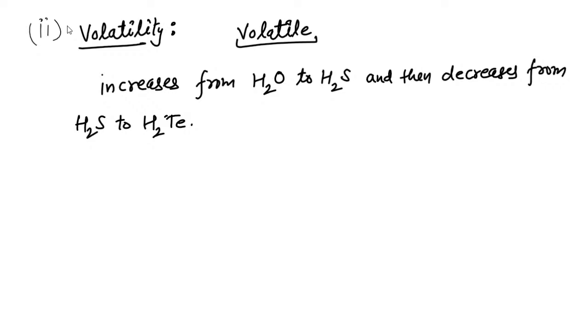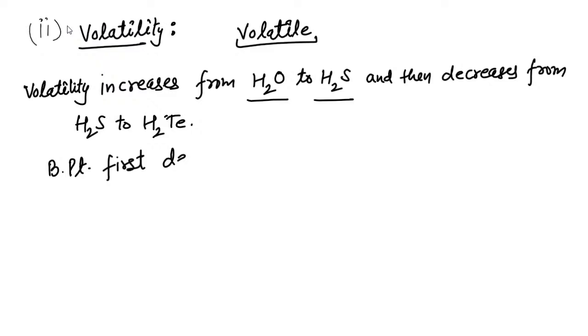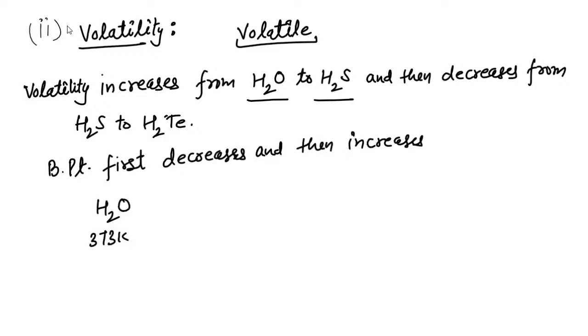Okay, so now boiling point. Now, what about boiling point? As you know, volatility increases from H2O to H2S and then decreases. That means boiling point first decreases and then increases. The boiling point of H2O is 373 Kelvin, but in H2S, boiling point comes down to 213 Kelvin, and then it goes on increasing.